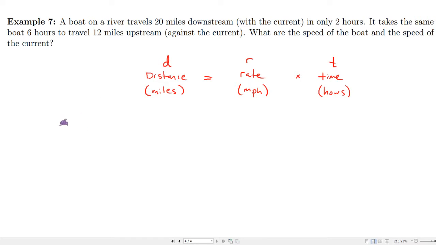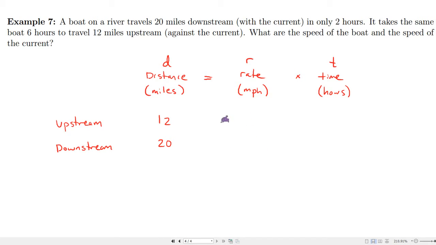But when you're going upstream and downstream, then we have some variables that we're going to introduce. Okay, so what is the total distance going upstream? So it was 12 miles, and going downstream was 20 miles. All right, and here's where we're going to introduce the variables. So the variables are introduced in the rates.